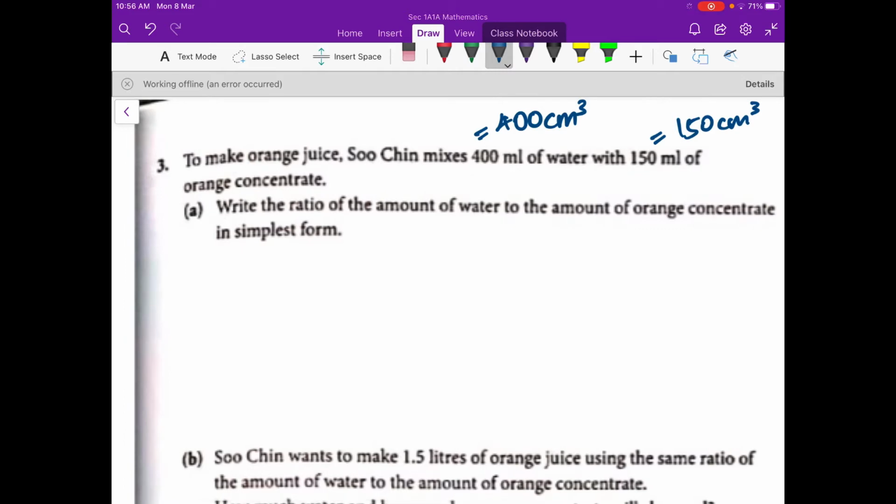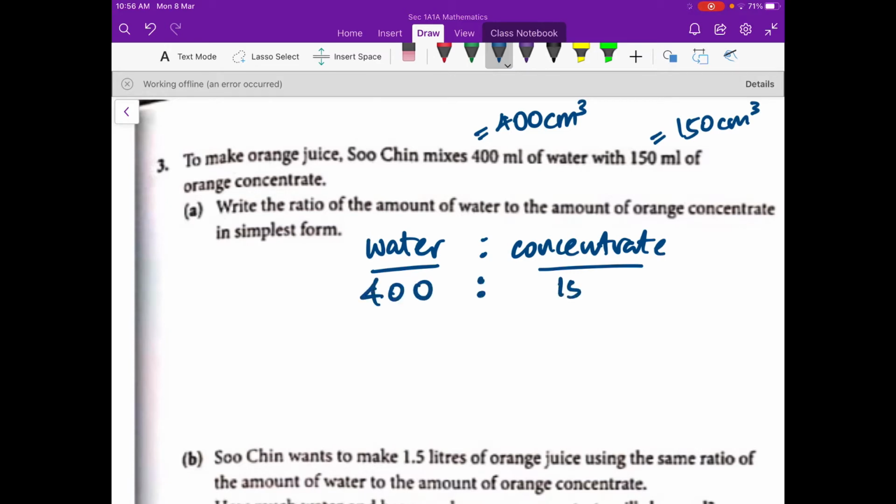Okay, so water and concentrate. So write down the ratio of water to the concentrate. Water to concentrate. So you need to dilute the concentrate before you can drink it, otherwise it'll be too sweet. So since the units are the same, 400 to 150, you can start by dividing by 10 and 5 and so on and so forth. Or you can use the calculator straight away to give you the answer.